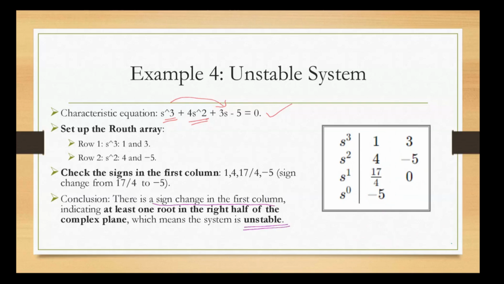From the calculation of the sign changes, we can note how many roots are lying on the right half of the S-plane. When a root lies on the right half of the S-plane, the system is unstable. So this is how we analyze the stability of a system. We have seen examples of a stable system and an unstable system.